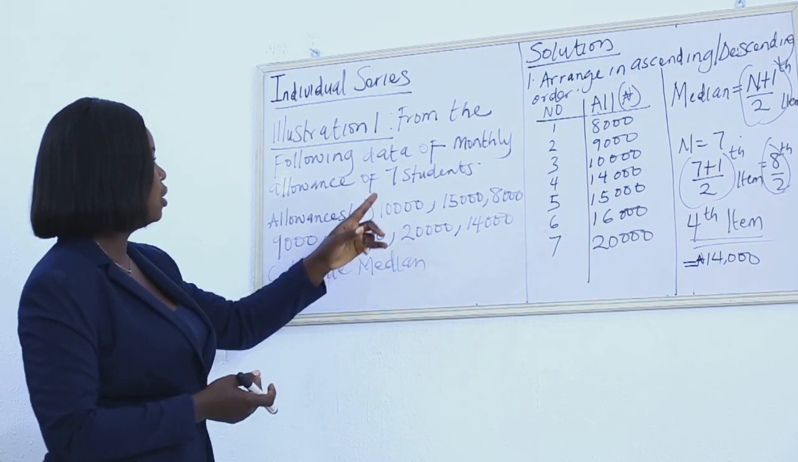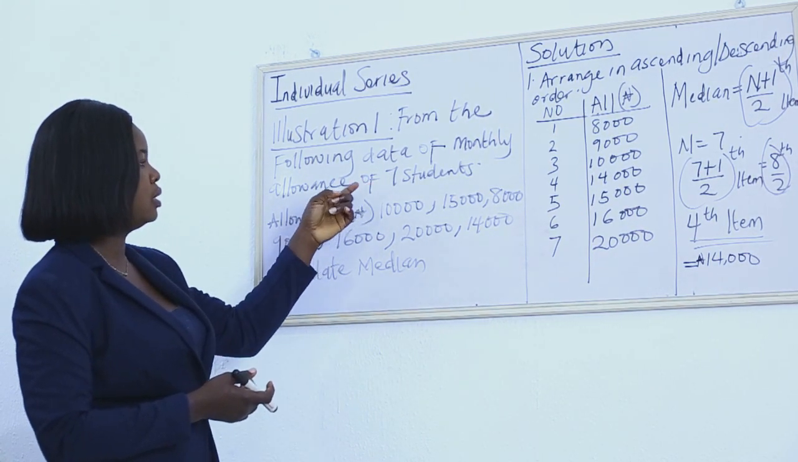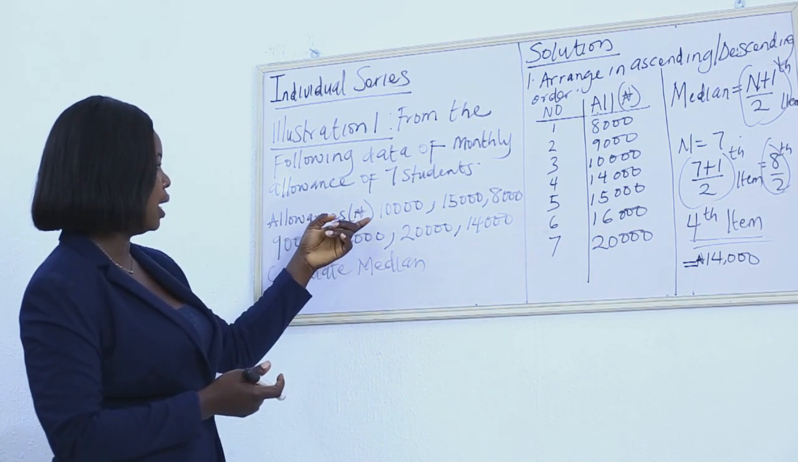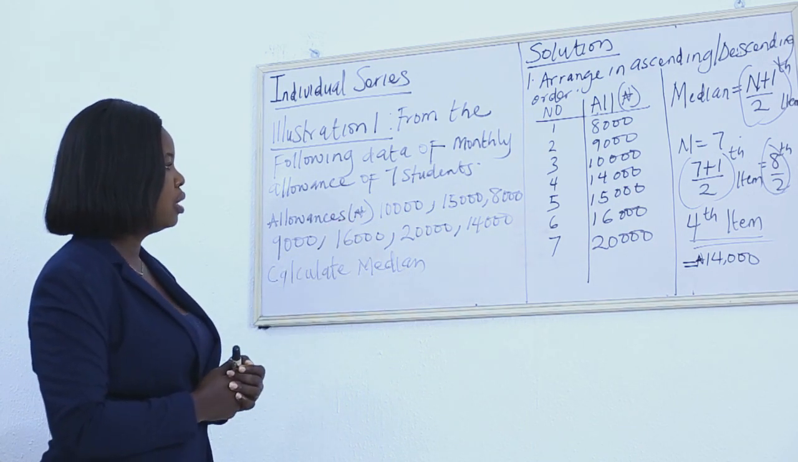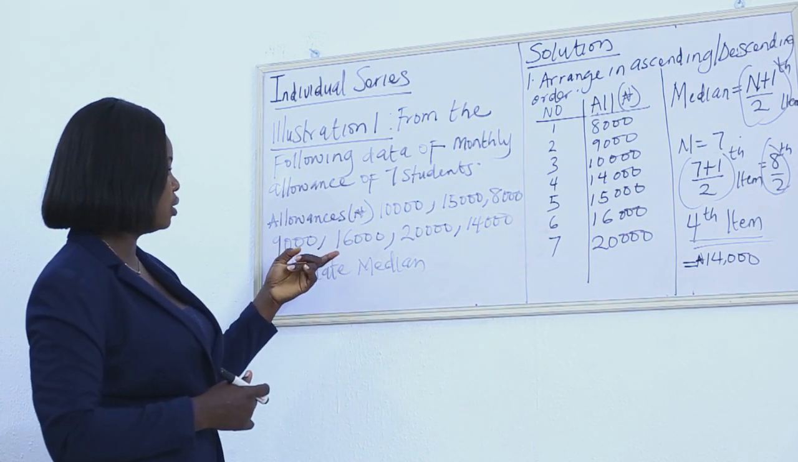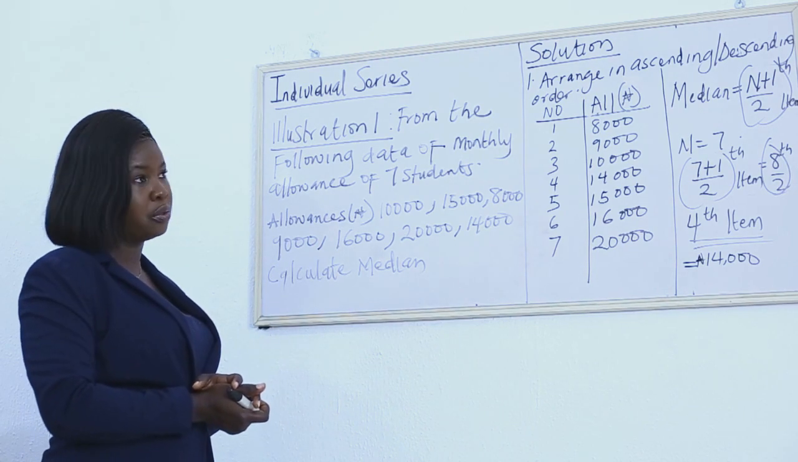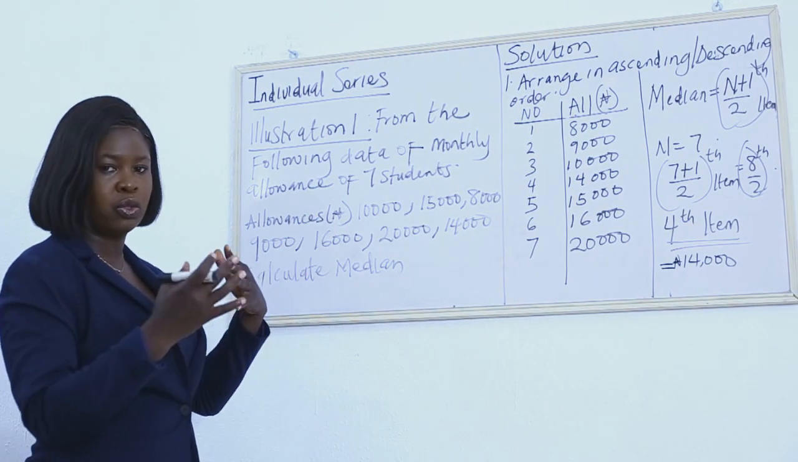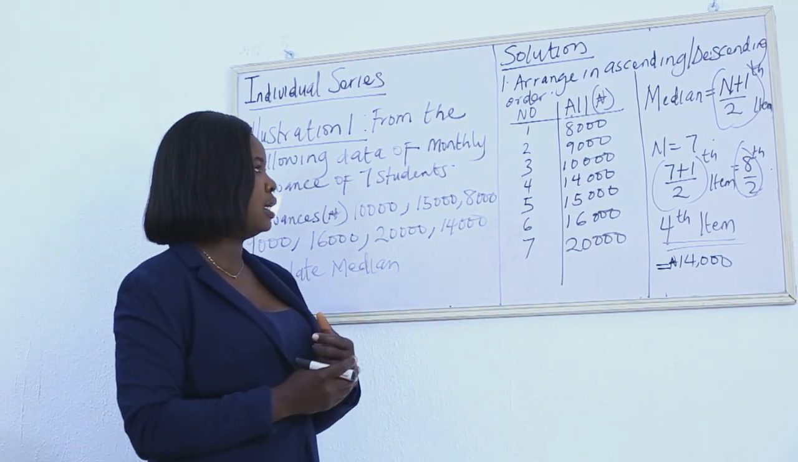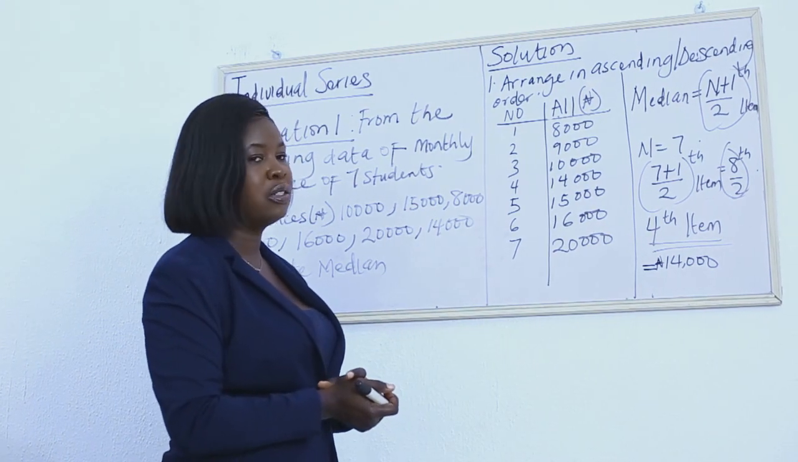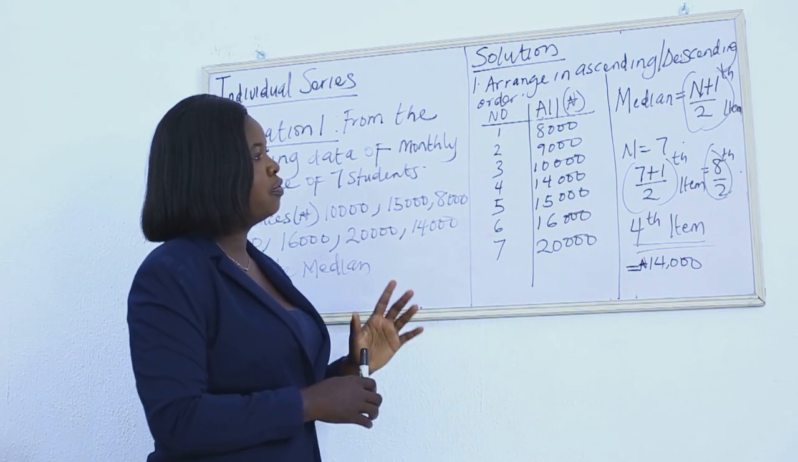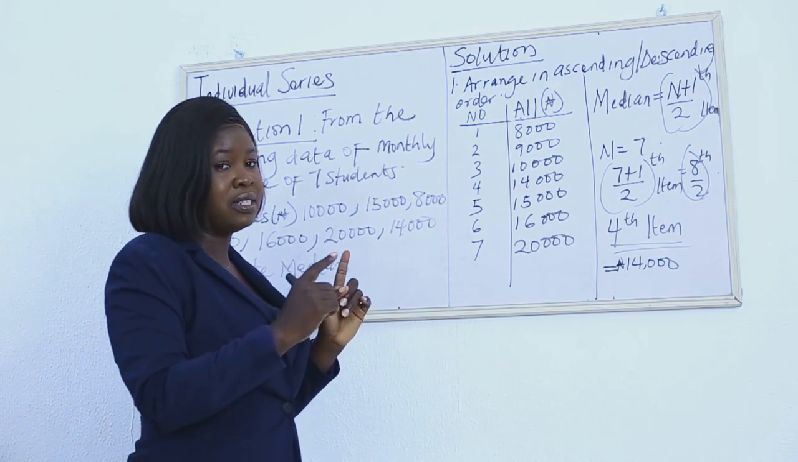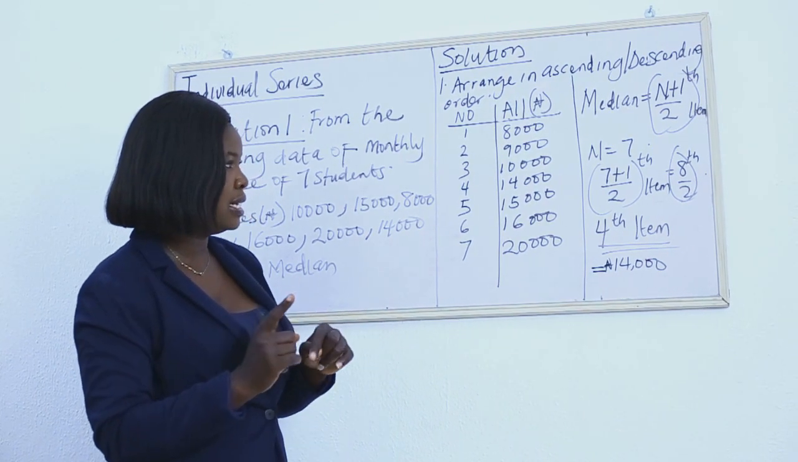The first question says, from the following data of monthly allowance of 7 students, calculate the median. And the allowances are as follows: 10,000, 15,000, 8,000, 9,000, 16,000, 20,000 and 14,000. How do we get the middle value, or the middle allowance that the students are entitled to? So the first thing to do for every median, if it is an individual series, is for us to arrange in either ascending or descending order.